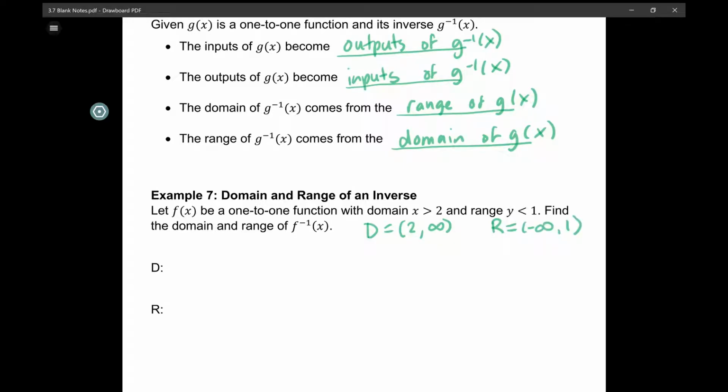So for f inverse of x, the domain of f inverse of x comes from the range of f of x. So it would be minus infinity to 1. And the range of f inverse comes from the domain of f. So that would be 2 to infinity.